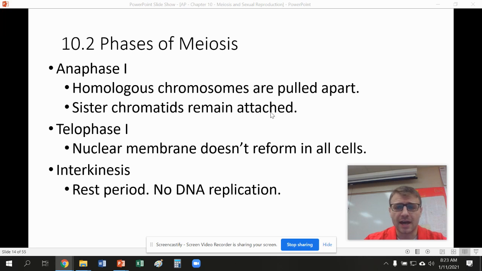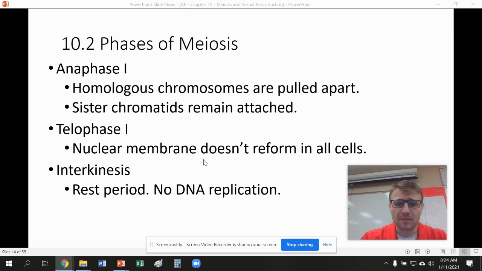Anaphase 1: homologous chromosomes are going to be pulled apart. Sister chromatids remain attached. This is different than mitosis. It's a big difference. In mitosis, you rip apart the sister chromatids. Here, they're going to remain attached. This is where it goes from being diploid to haploid because you're going to start out with 46 chromosomes in humans, and you're going to get 23 at the end.